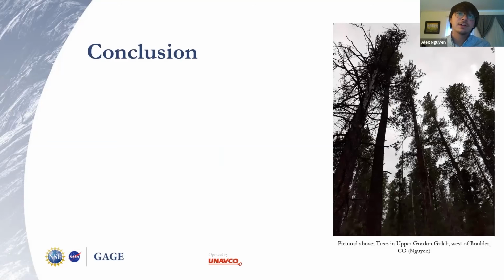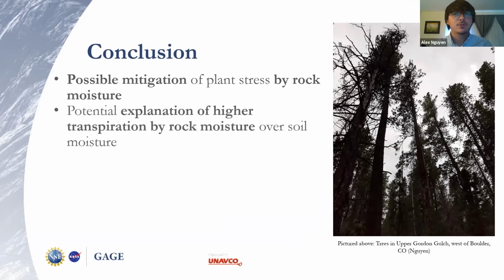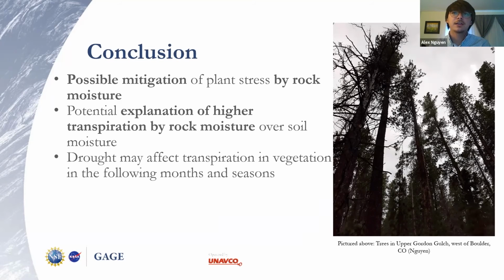Now, in conclusion, we found that rock moisture can potentially mitigate the stress undergone by plants due to drought and warming temperatures with our changing climate. Furthermore, rock moisture can possibly explain higher transpiration rates where soil moisture and total rainfall is lower, as we saw in those seismic line images. And finally, we see that drought may affect transpiration and vegetation in the months and seasons after an extreme drought.